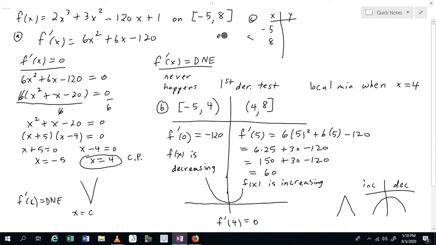Okay, so we're going to check the endpoints and see what the y values are at the endpoints, and we're also going to check the y values at the critical points. We can do that by plugging these back into the original function to find the corresponding y value. So we're going to plug it back into this function. Here you're going to find f of -5, f of 8, and f evaluated at 4.